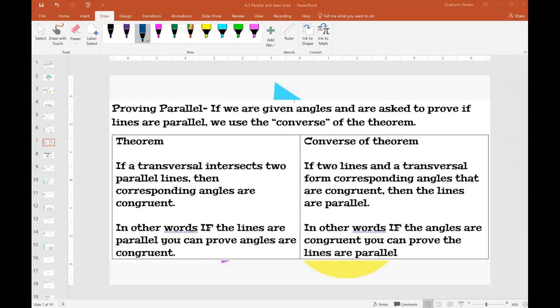So the theorem says that if a transversal intersects two parallel lines, given parallel lines, then corresponding angles are congruent. The converse to this theorem says if a transversal cuts through two lines and the corresponding angles are congruent, then we can say they are parallel. It switched the if and then. The first one says if lines, then angles. The second one says if angles, then lines.